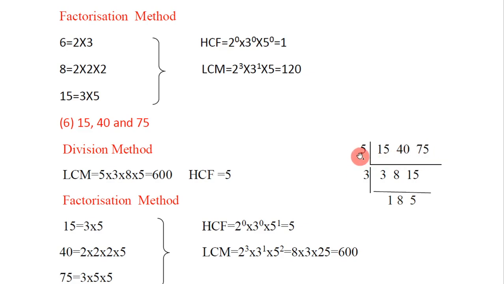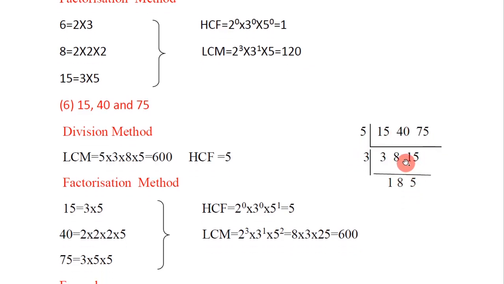Then the next problem, 15, 40 and 75. Take here, divide by 5. It is 3, 8 and 15. Then divide by 3. So it is 3, 1, 8 and 5. LCM is 5 into 3 into 1 into 8 into 5. It is here 600.